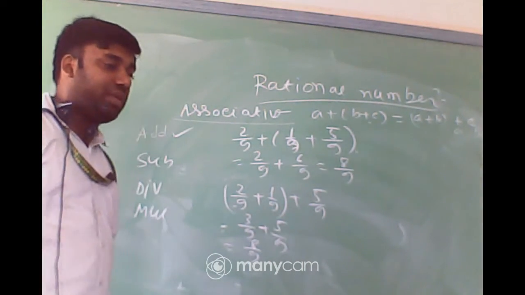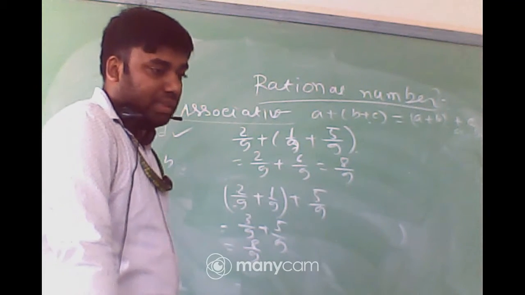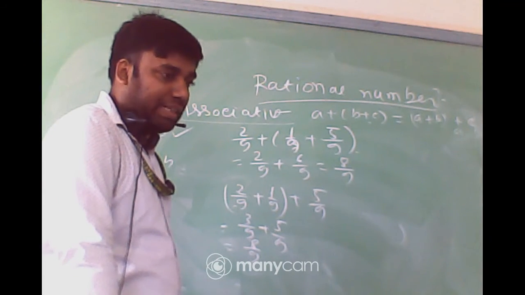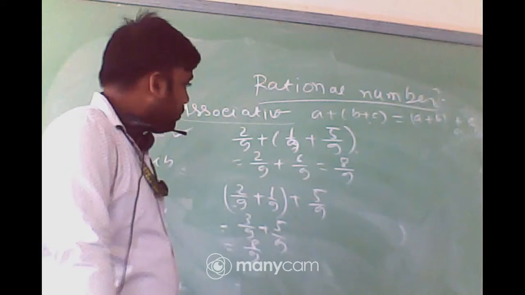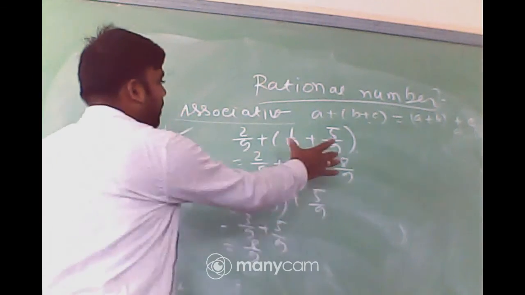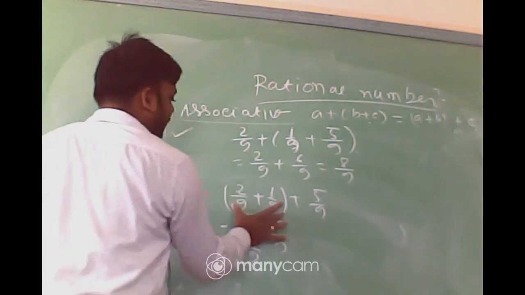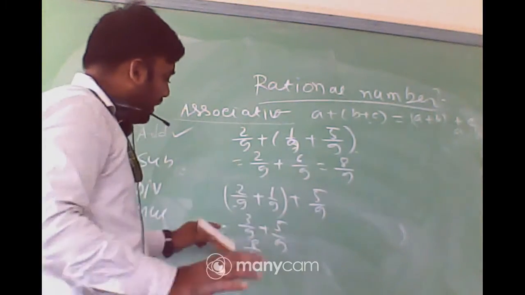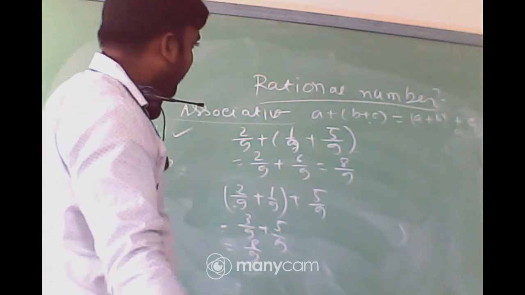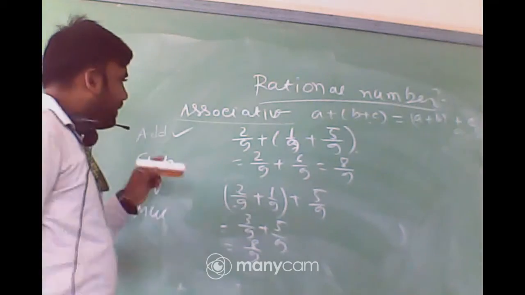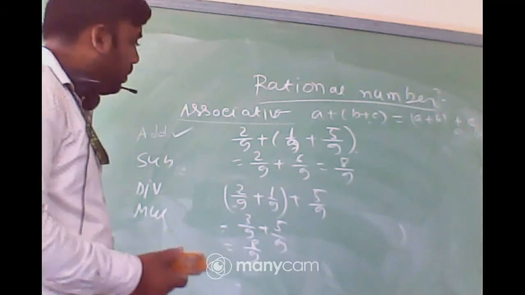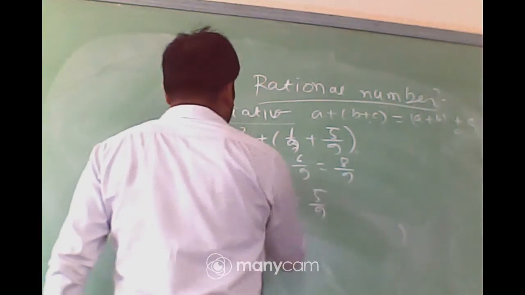Is it clear to everyone? Yes or no? Quickly answer it in the chat box. It is clear that I am just changing the bracket, 1 by 9 plus 5 by 9 in one and 2 by 9 plus 1 by 9 in the other, but the results are the same. So it means that addition of rational numbers follows the associative property. Now subtraction.